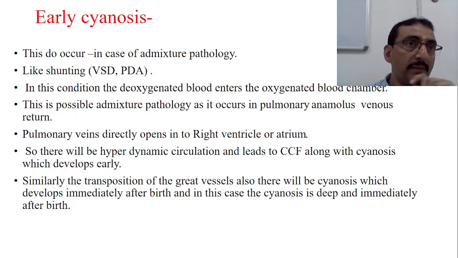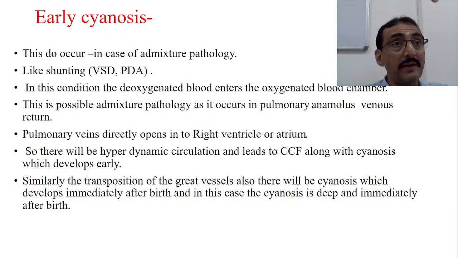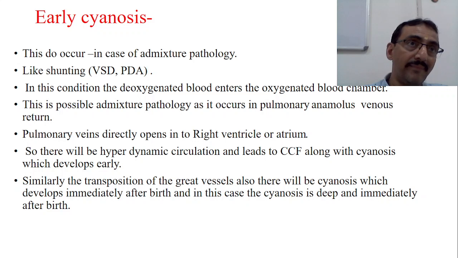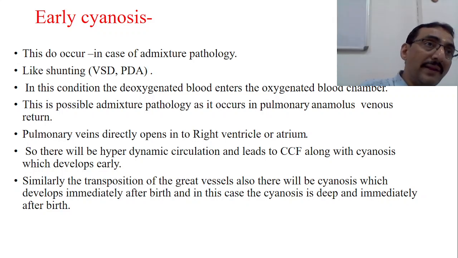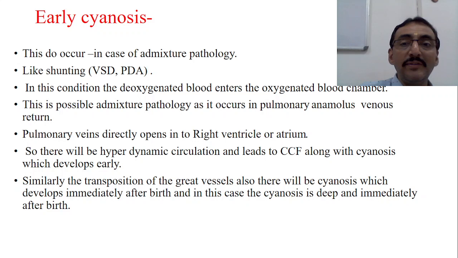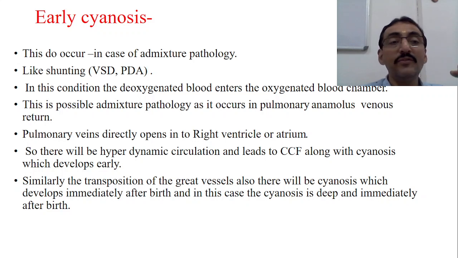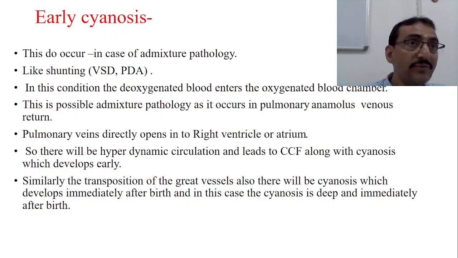Sometimes this also occurs with the pulmonary veins, which carry pure blood from the lungs to the heart. They have to open into the left atrium, and from there the blood comes to the left ventricle. But sometimes these veins, because of structural problems, may open into the right ventricle only, or right atrium only. This is called pulmonary anomalous venous return. So this may lead to cyanosis, and it appears very early.